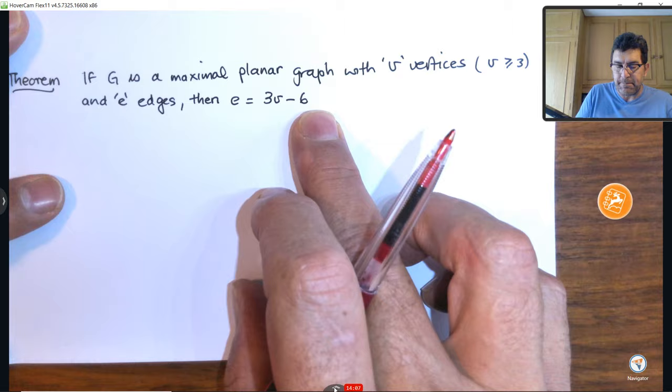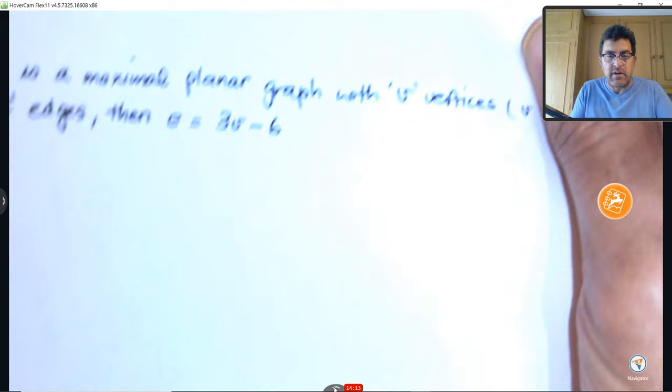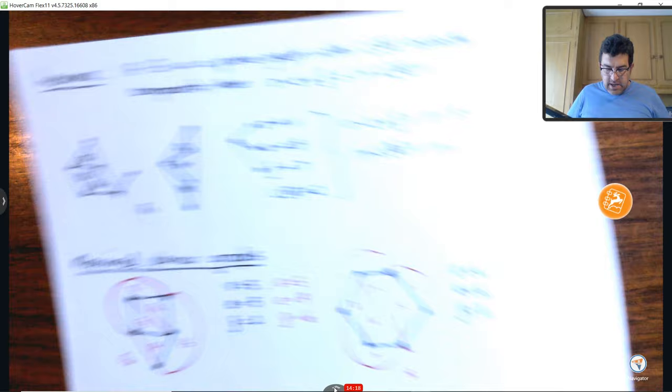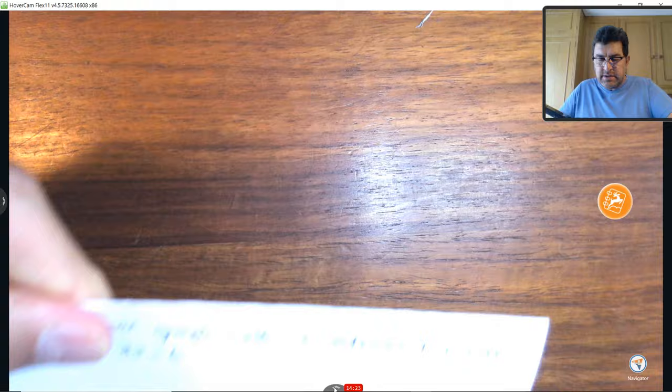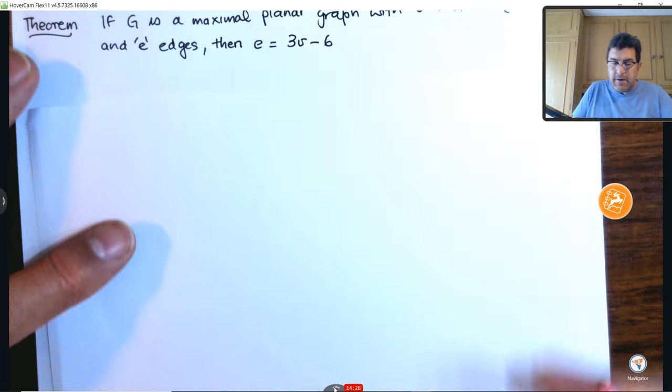So what is G? Let me just change this paper for us. I'm going to put my paper over there, and I'm going to get a clean piece of paper out. So I'm just going to fold this so that we have a big enough page to write on. So there we go. There's our theorem that we want to prove.